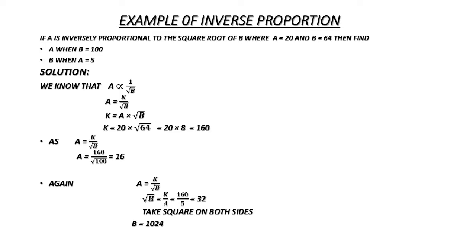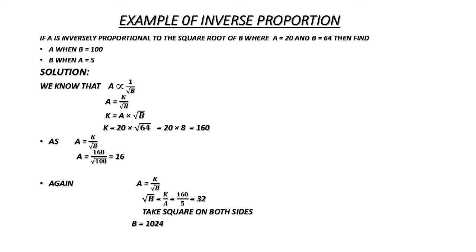Now first we will find the value of constant k, okay? So we will separate constant k on one side and all the variables on the other side. So k is equal to a multiply square root b. So k is equal to 20 multiply square root 64, where 20 is the value of a and 64 is the value of b. As you know, the square root of 64 is 8. So we get 20 multiply 8 is equal to 160. So it means the value of k, the constant, is 160.